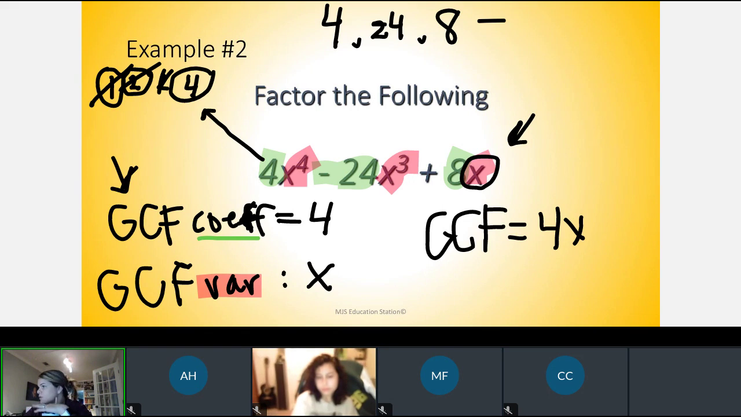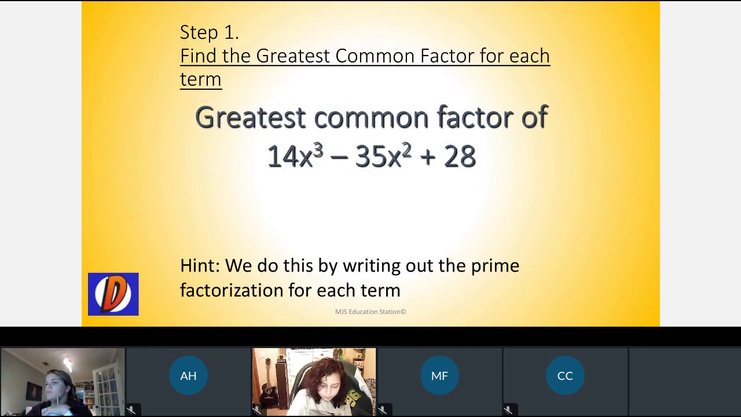We're going to do another example, so maybe this one will make things click a little bit. And don't forget, after class is over, you still have a video in the course to watch, and it has more vocab and some more problems worked. So let's try this one. Find the greatest common factor of 14x to the third minus 35x squared plus 28.